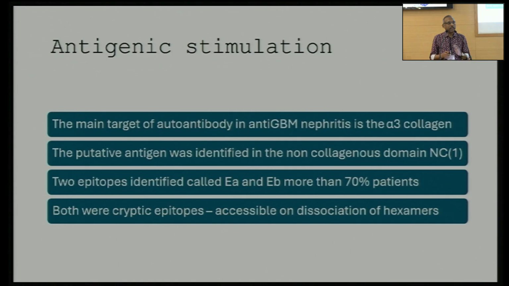So what is the target antigen in this? The most important antigen is the alpha-3 chain of type 4 collagen. And this is the NC1 domain, that is the non-collagenous domain. And there are two specific antigens that are identified called EA and EB. EA is present in the amino terminal portion, and EB is in the carboxy terminal portion of the NC1 domain of the alpha-3 chain. And both these are cryptic epitopes. They are not normally exposed, but they are exposed when there is some damage to the system. So there is some dissociation of these hexamers of NC1 domains, and that dissociation is what causes the exposure of these antigens.